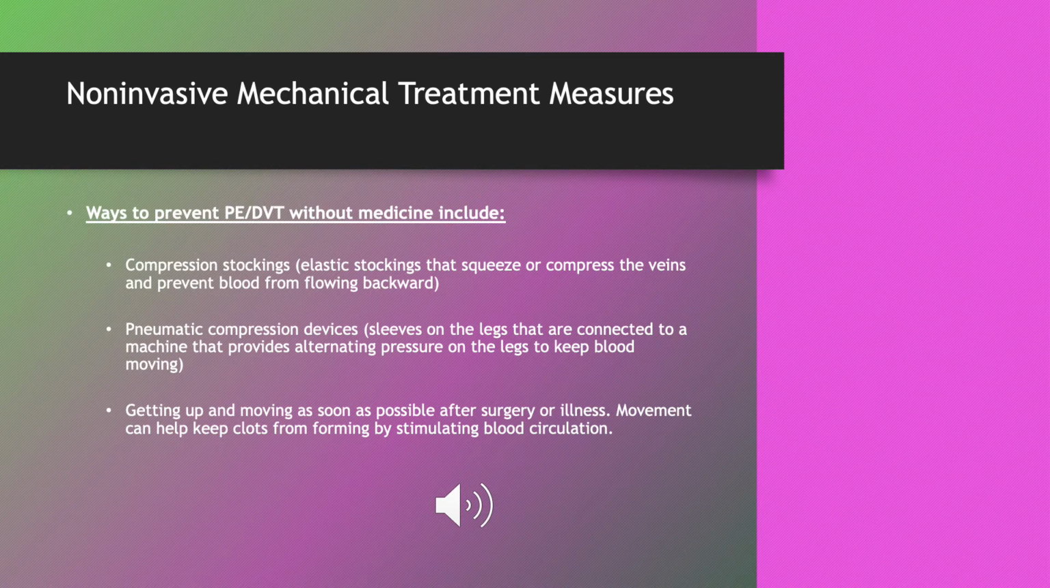Use of compression stockings, using pneumatic compression devices, and getting up and moving as much as possible after surgery or illness. Movement can help keep clots from forming by stimulating the blood to circulate throughout your body.